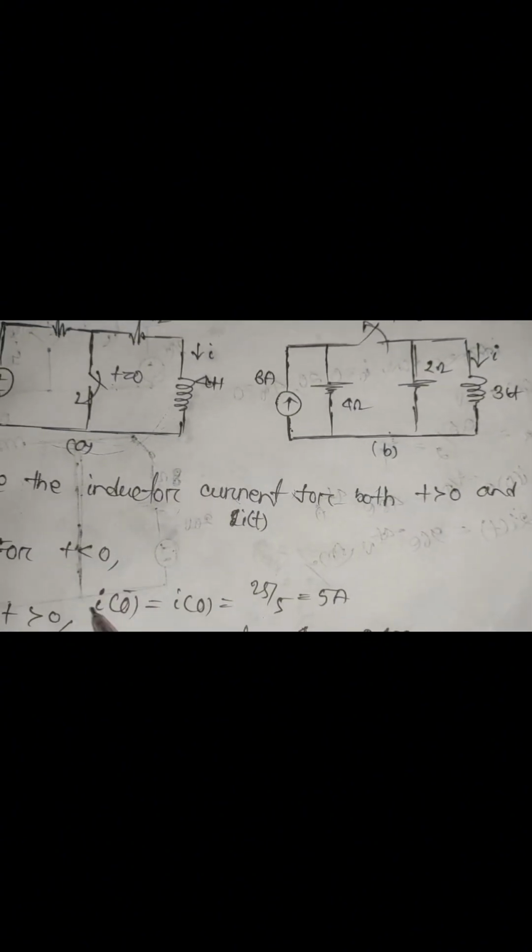So for t less than 0, I0 minus equals I0, because we know the inductor current cannot change rapidly or drastically. So the current through the inductor, I0 minus equals I0, equals 25 divided by 3 plus 2, which is 25 divided by 5, equals 5 ampere, right? So I0 equals 5.